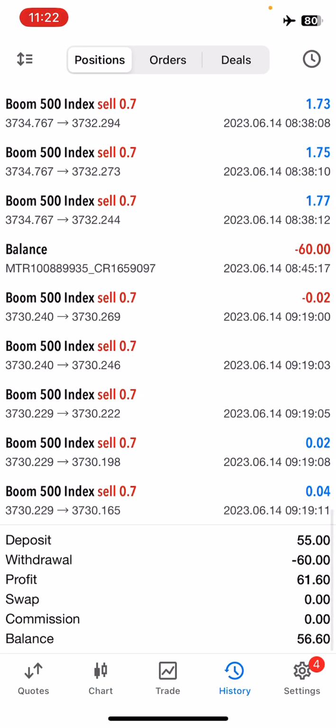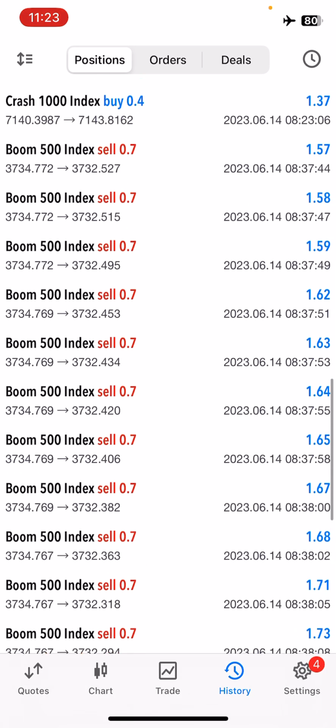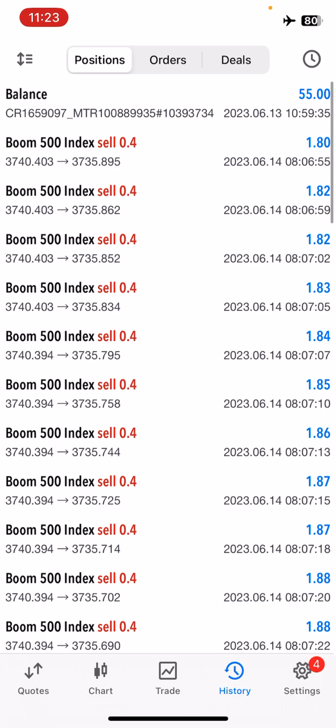Earlier this morning I was trading with this strategy and managed to make about $60. I did a withdrawal so that you guys can see that it is a real account, because most of you are definitely going to ask me whether I'm using this strategy on a real account or it's just demo. So here are some of the trades that I took today.